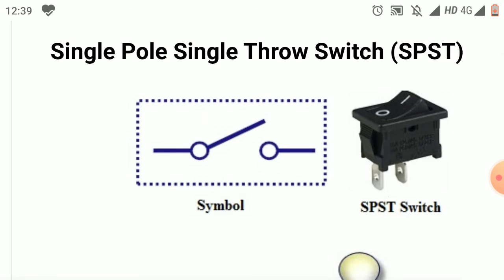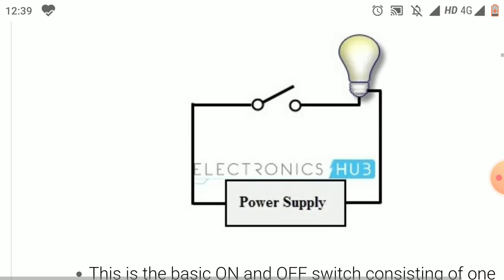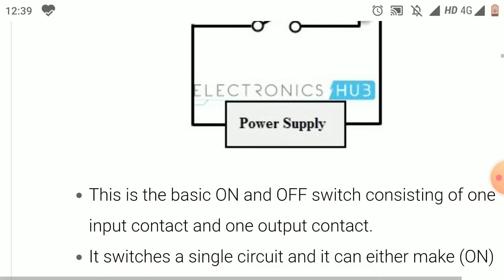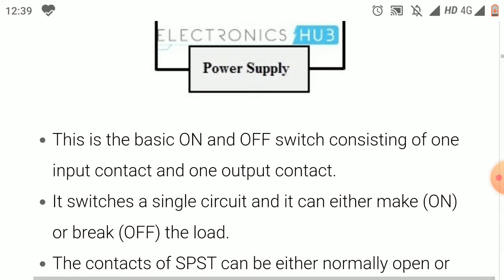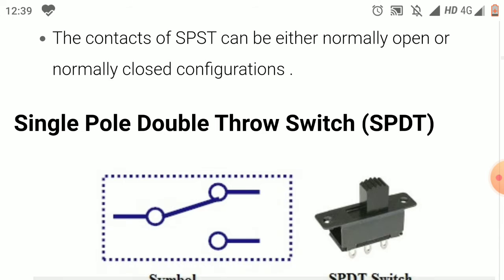So this is the single pole and single throw switch. It has only one input and one output contact, or one terminal at the input side and one terminal at the output side. When the input and output are not connected, no current flows. So it is a basic on and off switch which is used in most applications in order to control the circuit.